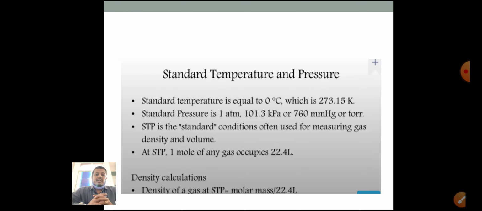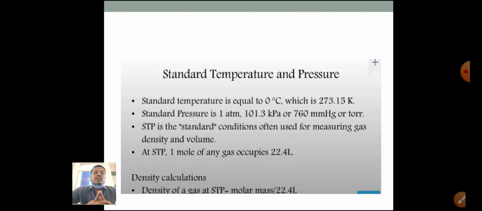The first is the standard temperature and pressure. Basically, in the language of thermodynamics, standard temperature is equal to 0 degree Celsius, which is 273.15 Kelvin, and standard pressure is 1 atmosphere, or 101.3 kilopascal. So this is the basic standard temperature and pressure, at 0 degree Celsius and 1 atmosphere. If it is given, it is known as the standard temperature and pressure condition.